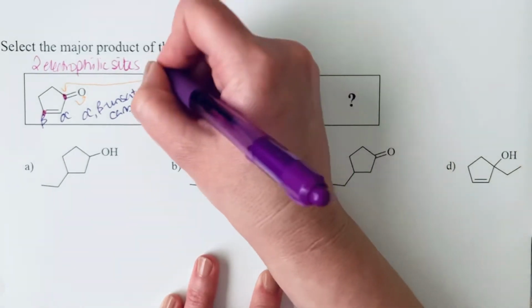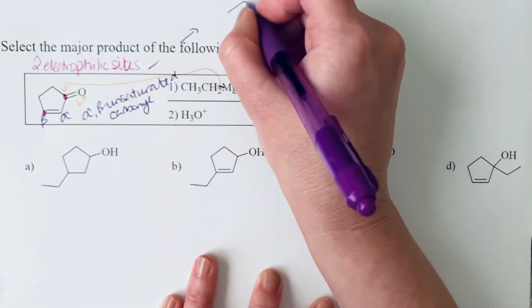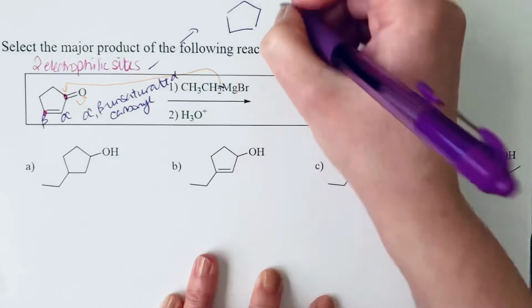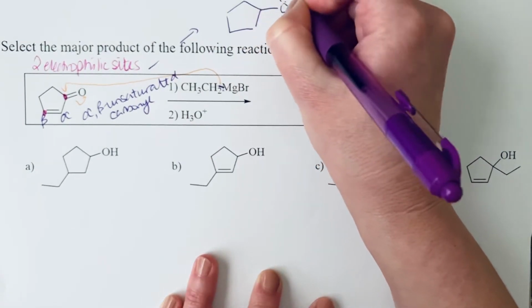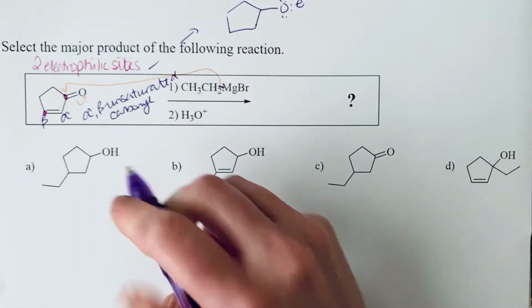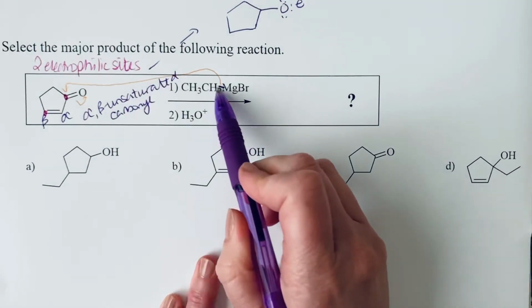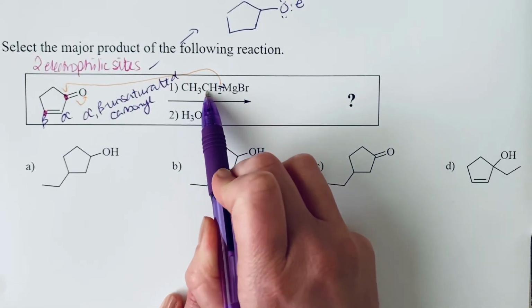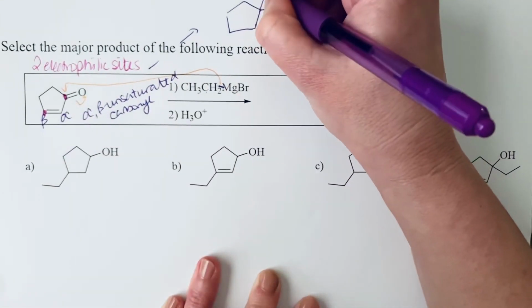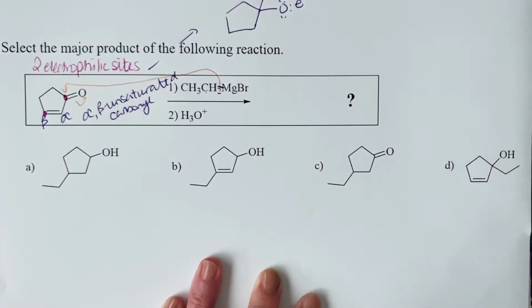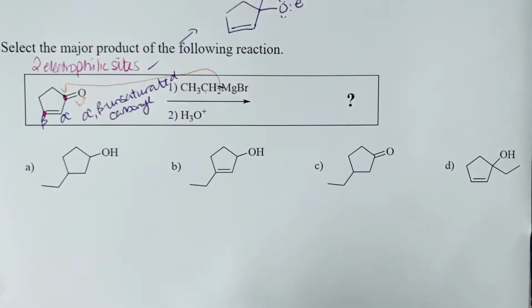And so after that first step, we will see that we have the oxygen with a negative charge, right? Because we push these pi electrons up. We formed a new bond between this CH2 of our ethyl group and that carbonyl. So we've added a 2-carbon atom chain, and we still have that alpha beta unsaturation.